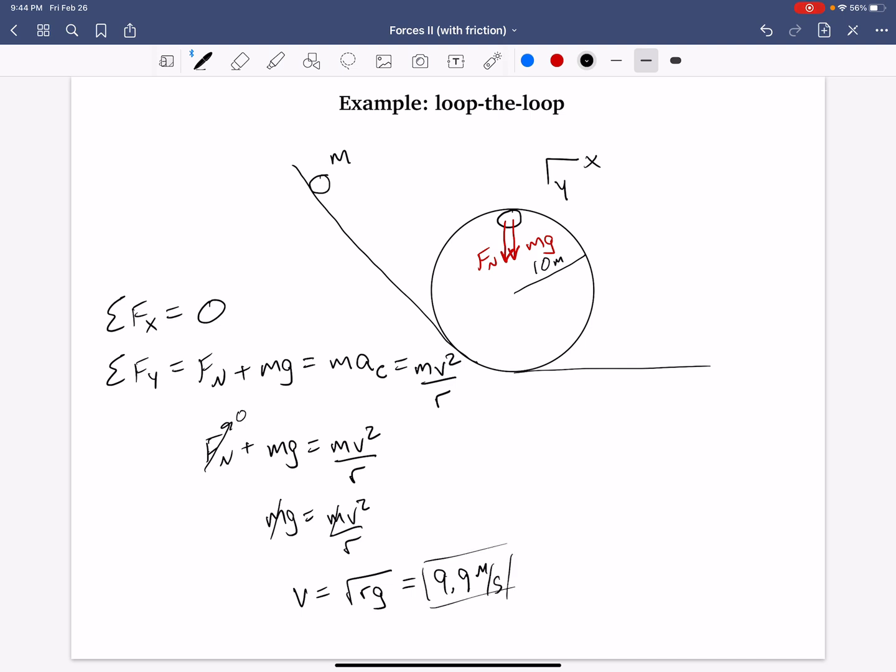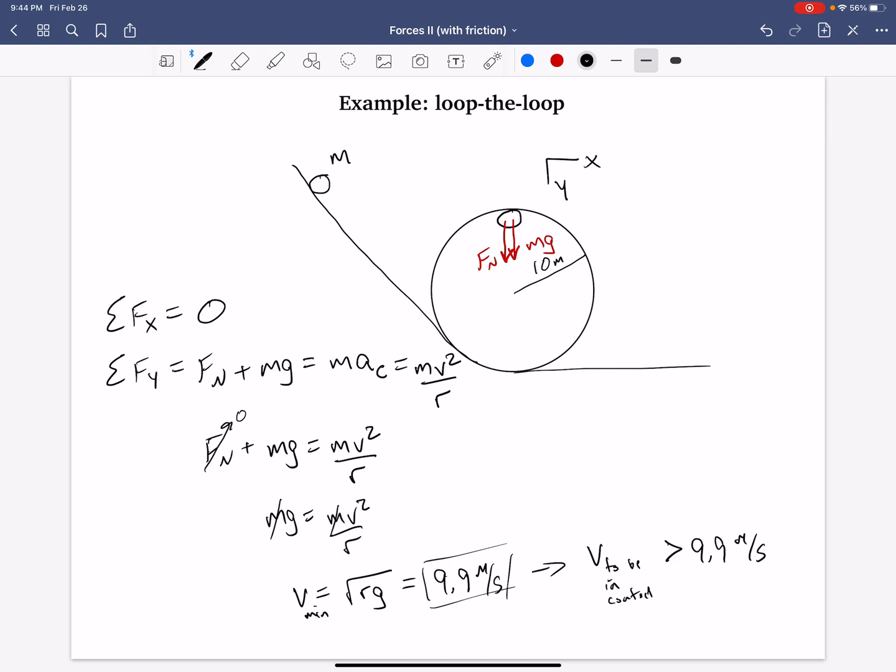Now, this is the minimum speed, so it's not necessarily 9.9. The minimum speed is 9.9. So if it is to remain in contact the entire way, we need it to be going faster than 9.9. So the speed to be in contact has to be greater than 9.9 meters per second. Okay, that's another way to say this.